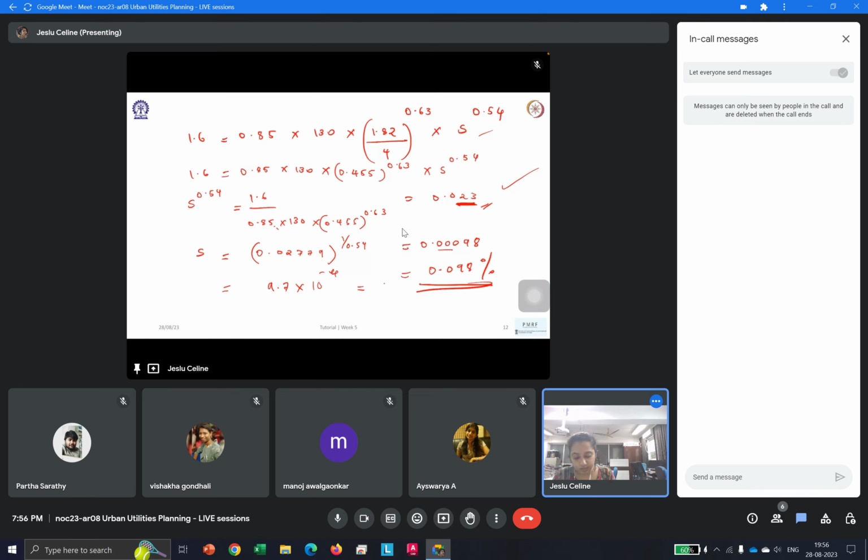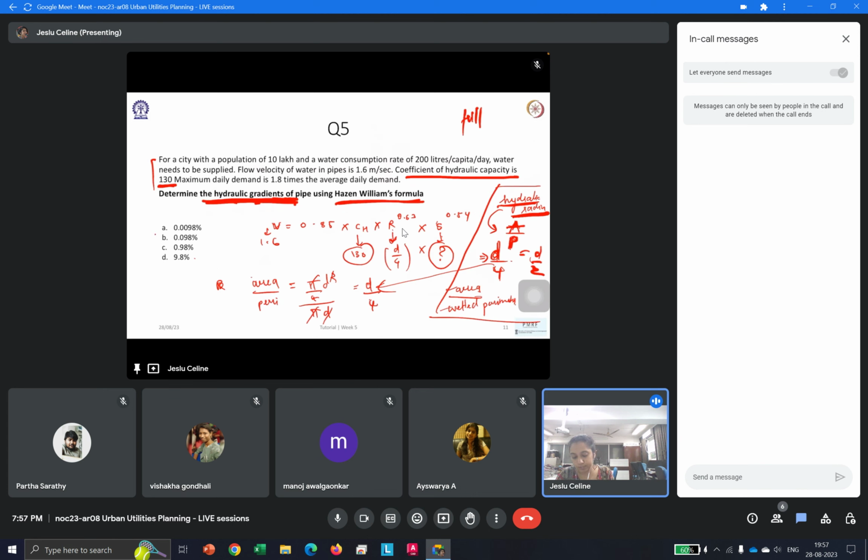So S raised to 0.054 should be 0.023, and when we do the inverse by taking the root, it should give you this answer, and then we convert it into percentage. So this is the final answer, which is there in our option B, 0.0098.